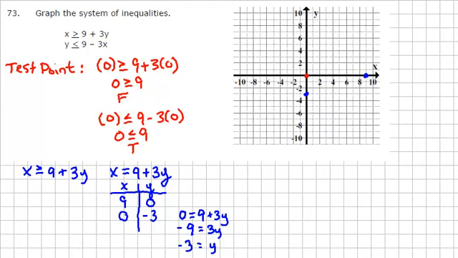And then we'll draw the line that goes through this, and we'll use a solid line because our inequality includes an equal symbol. And notice that this line divides the plane into two half planes. We have the half plane below and the half plane above. Before we go back to the inequality, let's go ahead and do the same thing for the second inequality.